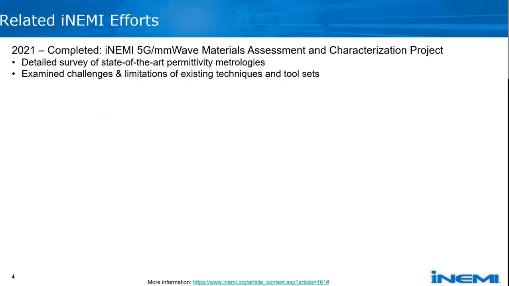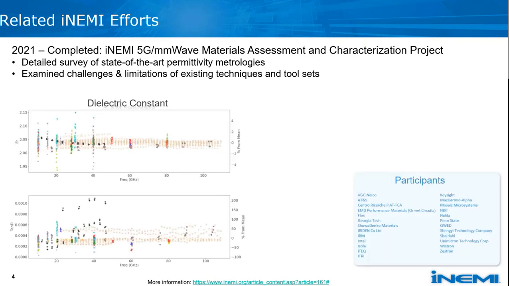So with this in mind, iNEMI has had a number of efforts in the last couple of years that I just want to highlight and direct you to links for potential more information. So in 2021, we completed a project called the 5G millimeter wave materials assessment and characterization project. This was basically a very detailed survey of the state of the art permittivity measurements spanning into the millimeter wave range, looking at all of the potential challenges and the limitations, looking into the next generation of measurement tools.